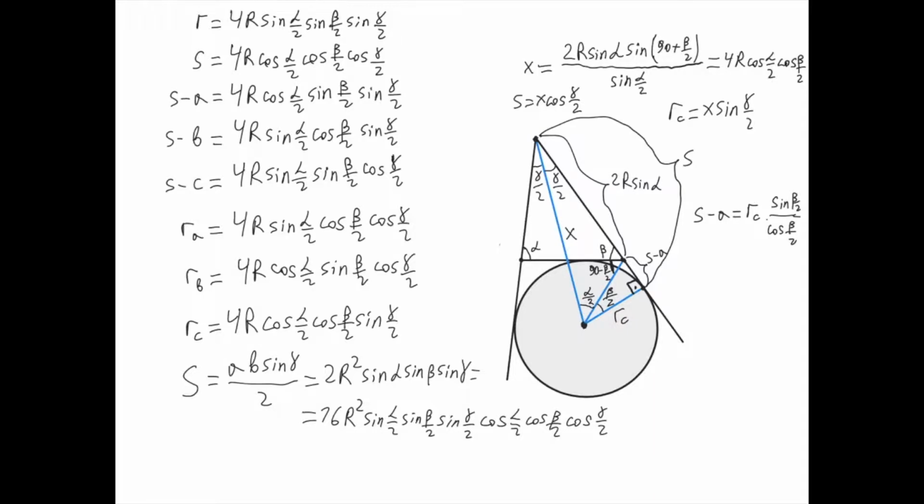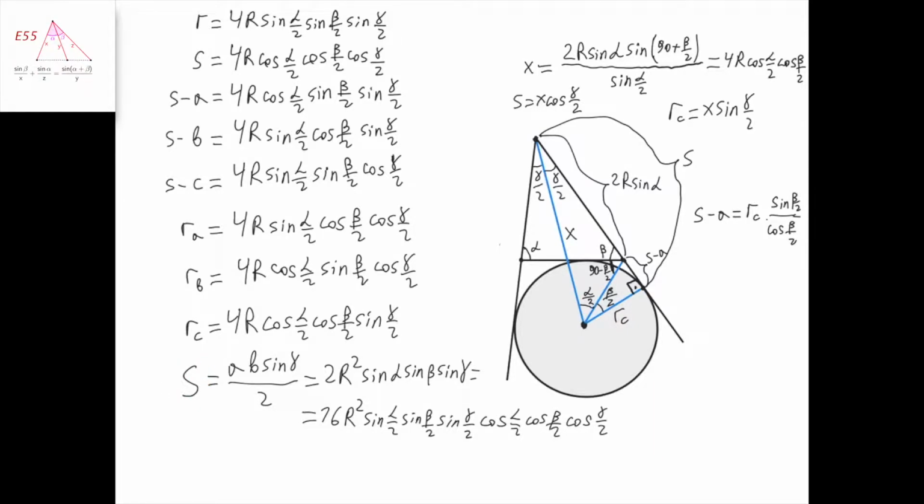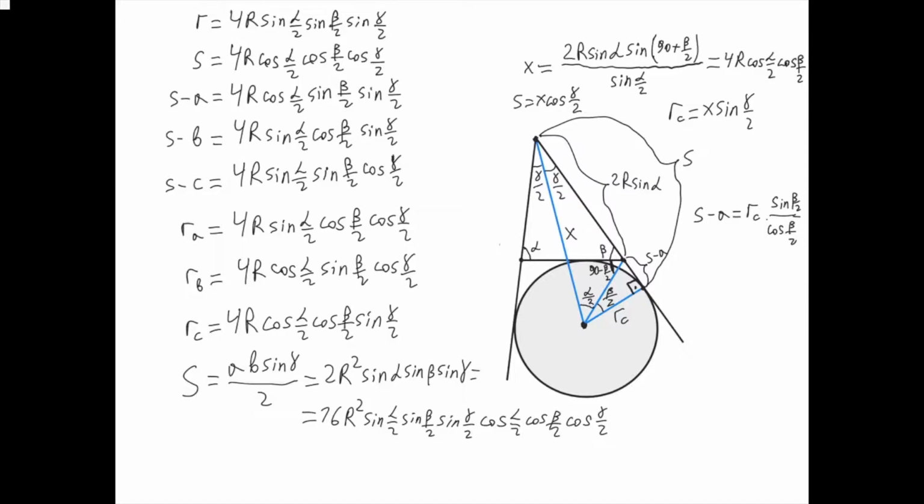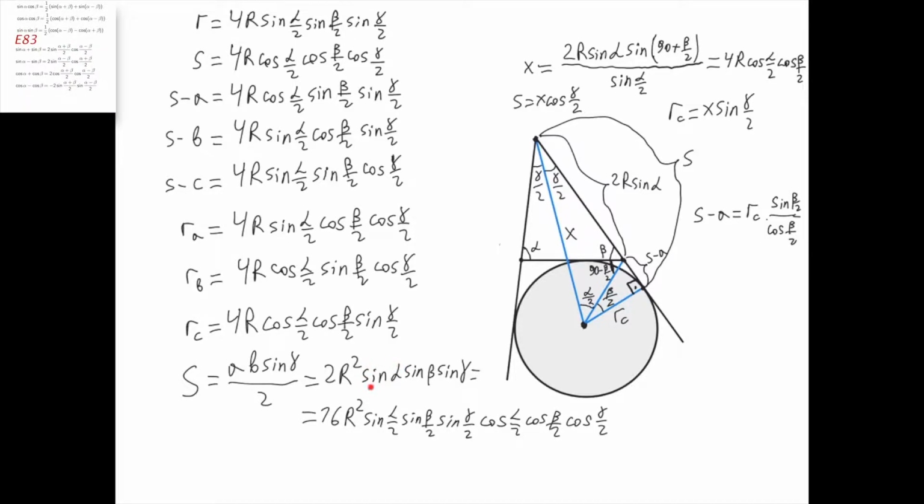Finally, for the area of the triangle S, we know that it equals a times b times sine of gamma divided by 2. And a and b we can replace by 2 times r sine of alpha and 2 times r sine of beta, so we get this expression, 2r squared sine of alpha sine of beta sine of gamma. But we can replace sine of alpha with 2 times sine of alpha over 2 cosine alpha over 2, sine of beta with 2 times sine of beta over 2 cosine beta over 2, and sine of gamma with 2 times sine of gamma over 2 cosine of gamma over 2. So we get this expression here.